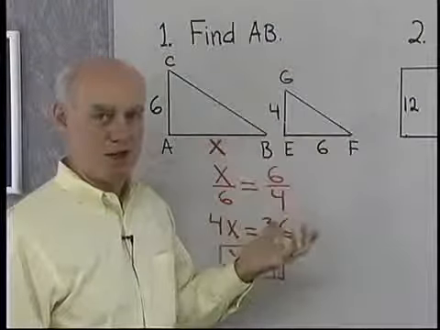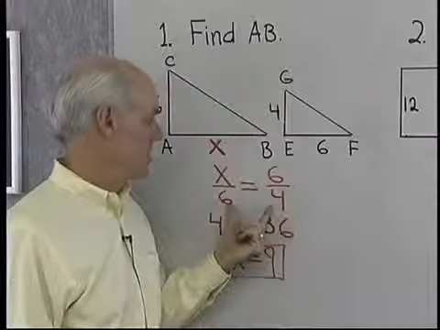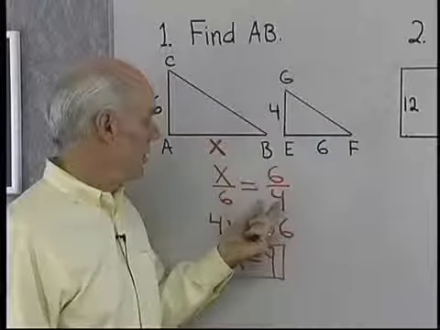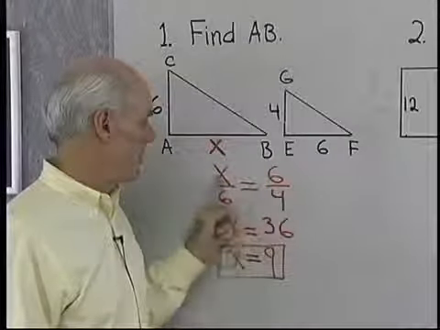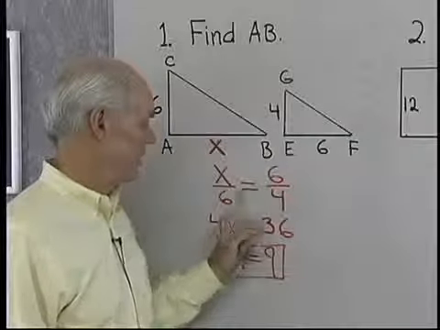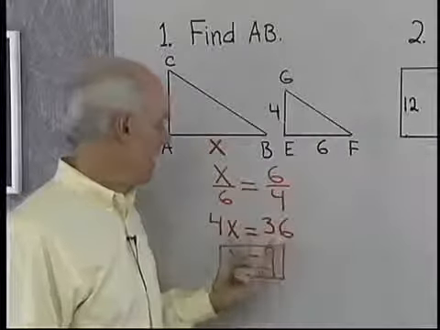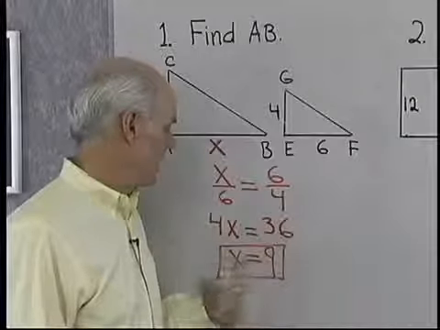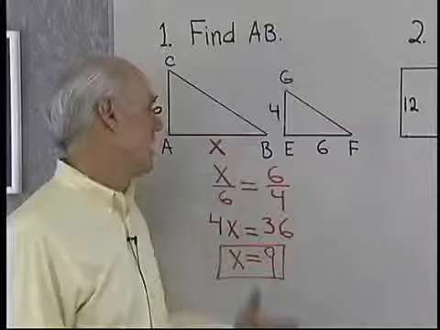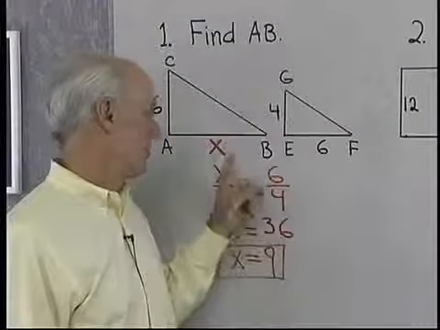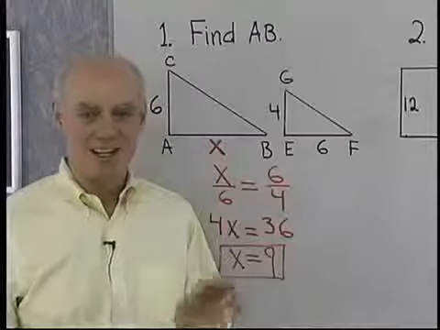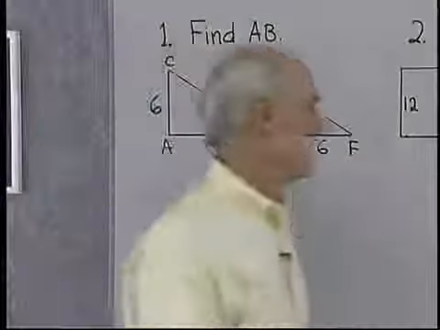So in this problem with these two similar triangles, if the two triangles are similar, then corresponding sides are in proportion. That allows us to set up this proportion. We use the means extreme property to multiply X times 4. We get 4X. 6 times 6 is 36. Then we divide both sides by 4 to end up with X is equal to 9. So if these two triangles are similar, then it must be true that X is equal to 9. Let's take a look at our next problem.